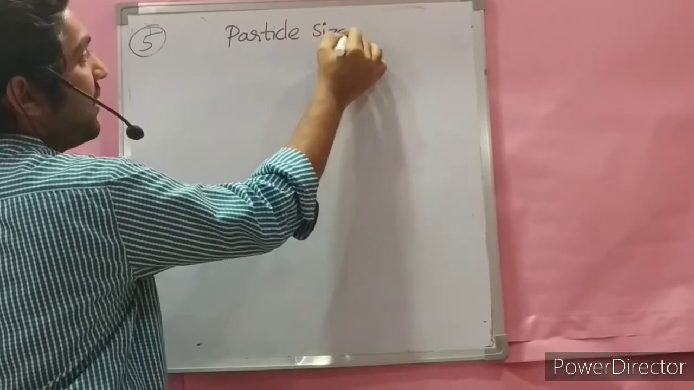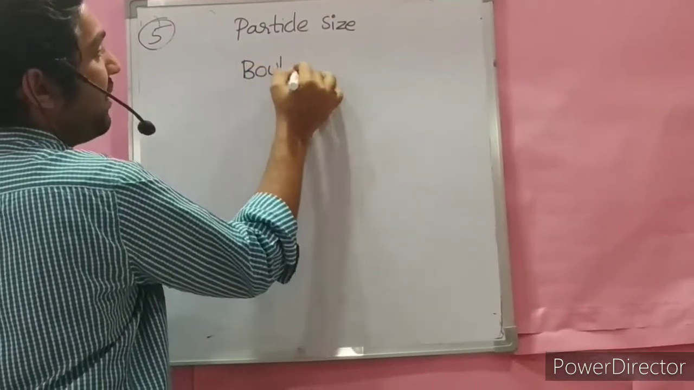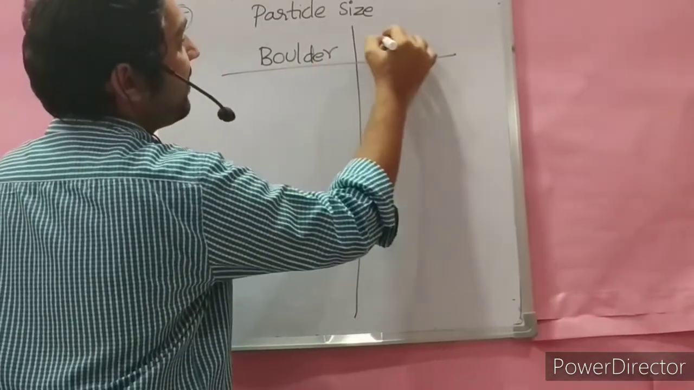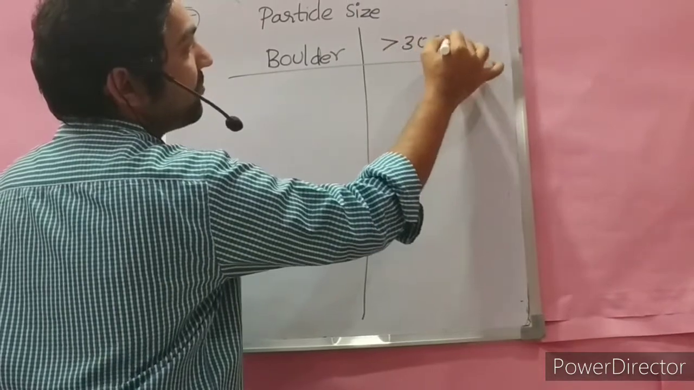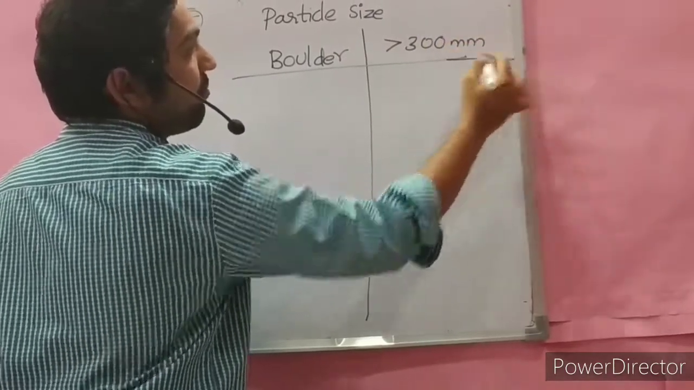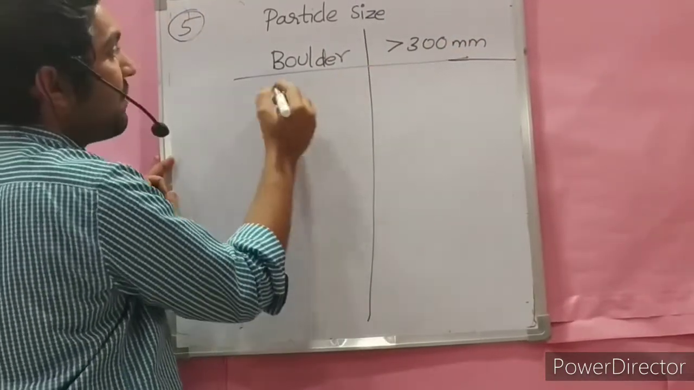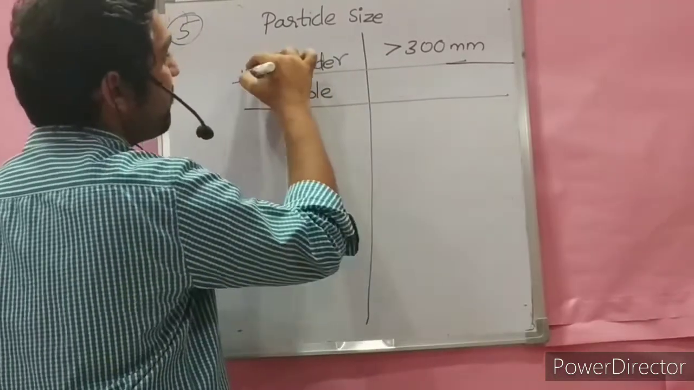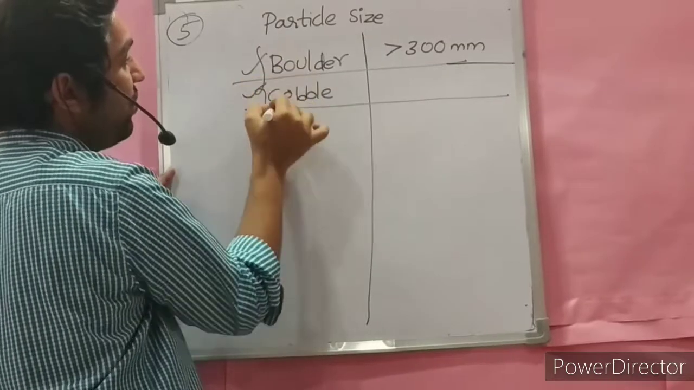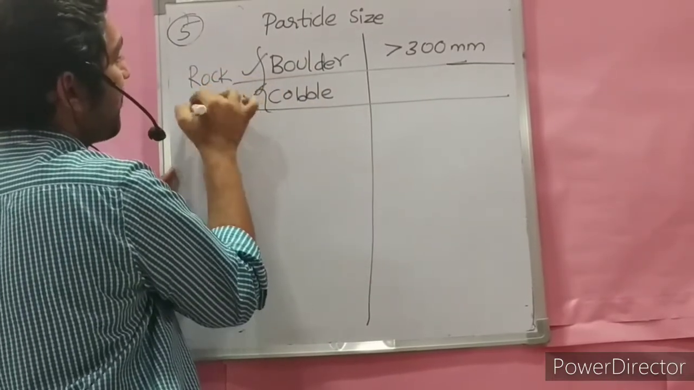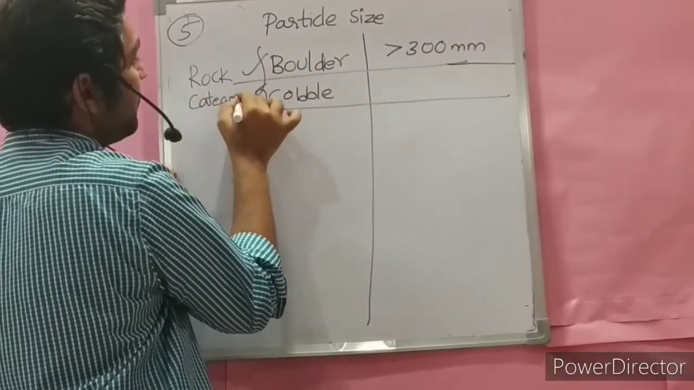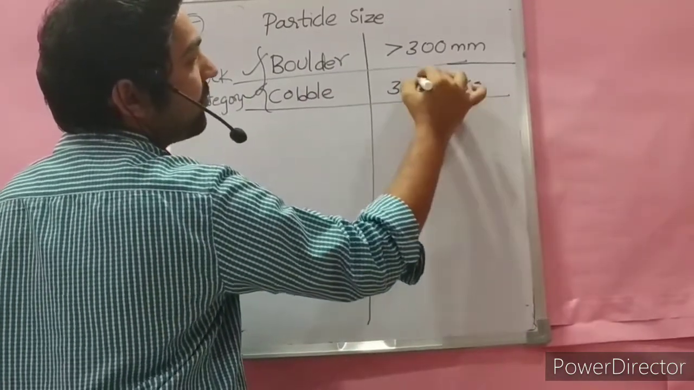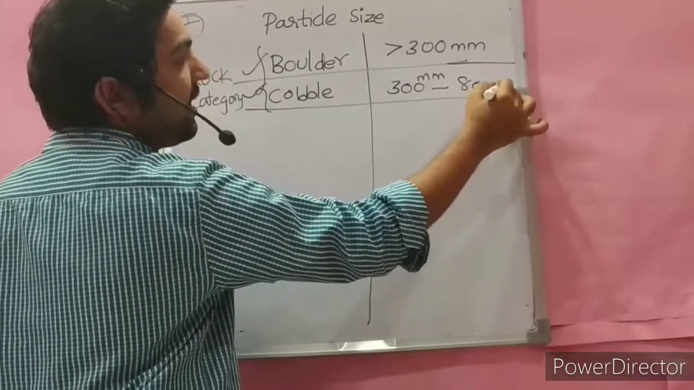Particle size. Big boulders means big rocks. They are having a size of greater than 300 mm. Boulders are greater than 300 mm. Cobble also belongs to the rock category. Both boulder and cobble belong to the rock category. Cobble size is 300 mm to 80 mm.